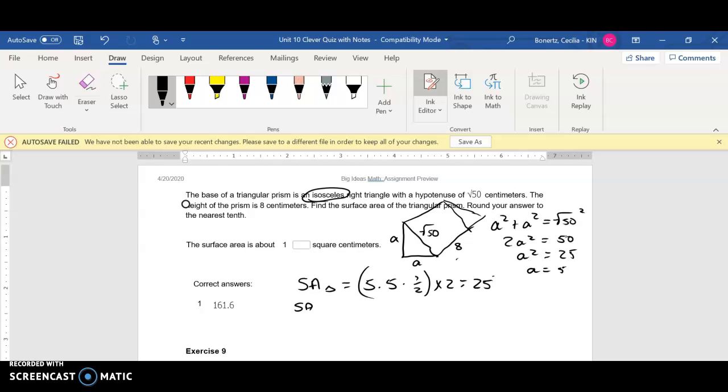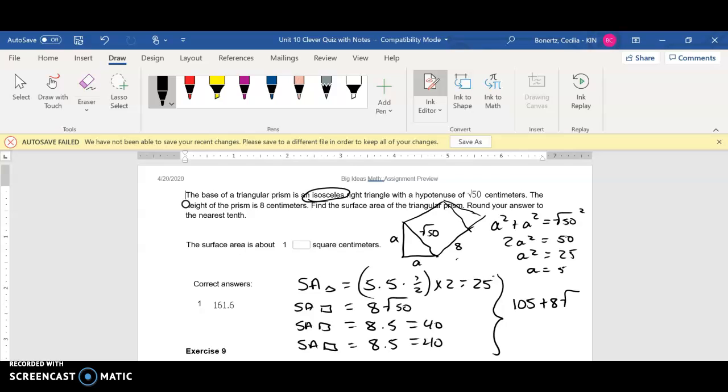And then I need the surface area of the rectangles, and I'm going to have 3 of them. One of them is going to be 8 times the square root of 50. The next one is going to be 8 times 5. And then the final one, because it's an isosceles triangle, is also going to be 8 times 5. So when I have all of those areas together, I can add them up to find the surface area of the whole prism. So I've got 25 plus 80, which is 105, plus 8 times the square root of 50.